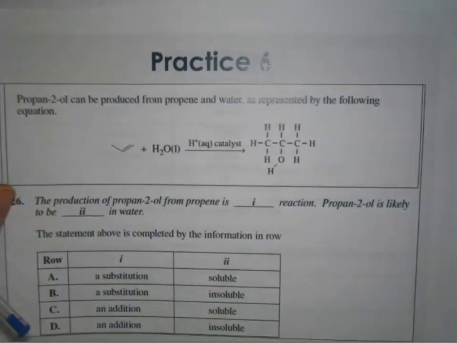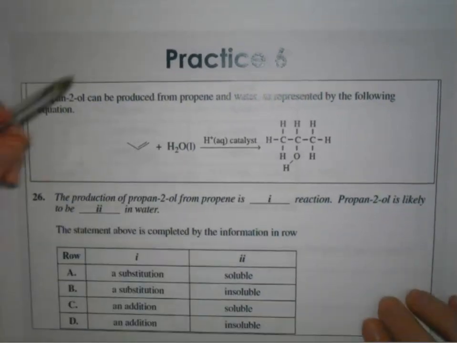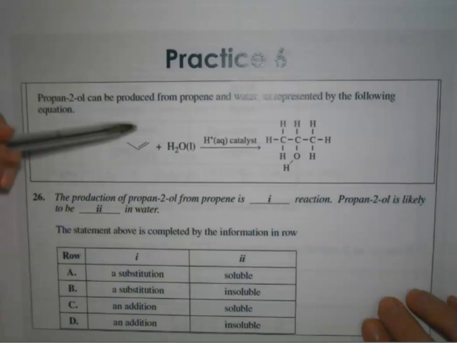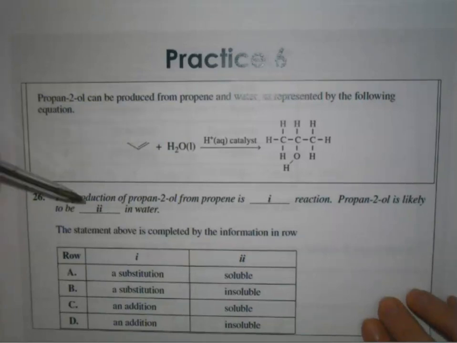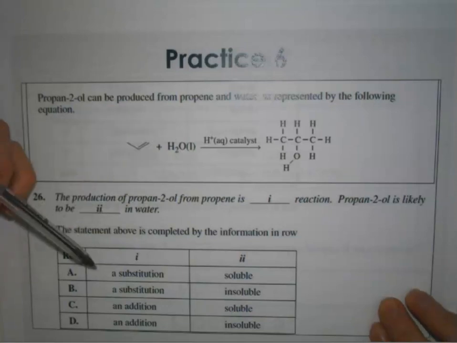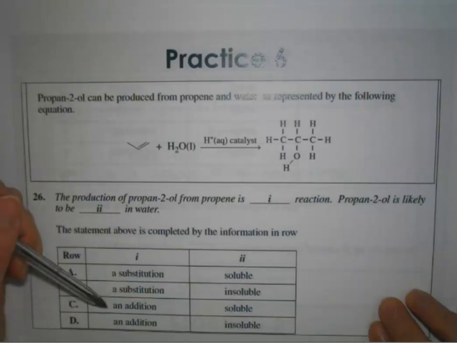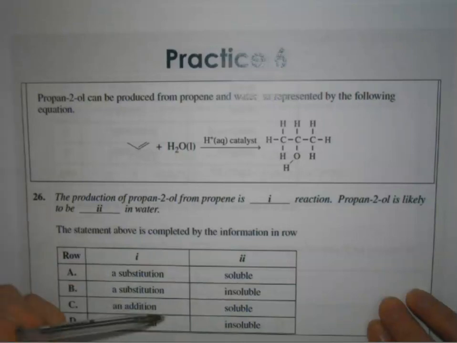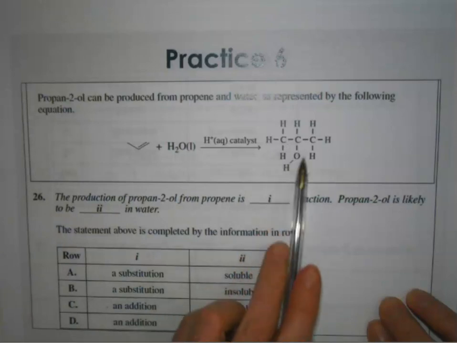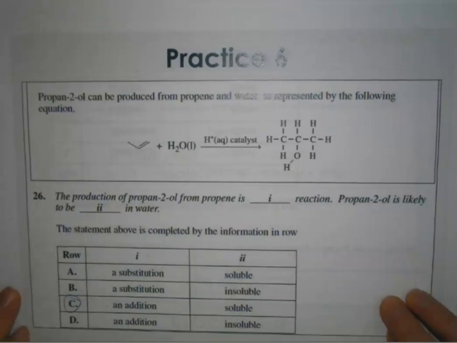Practice number 6, propan-2-ol can be produced from propene and water, as represented by this equation. The production of propan-2-ol from propene is what? Well, we're removing that double bond and adding in the OH, so that is an addition reaction. And propan-2-ol is likely to be soluble or insoluble in water. Well, it's a short chain alcohol, so with that hydrogen bonding it should be soluble because it should be polar.